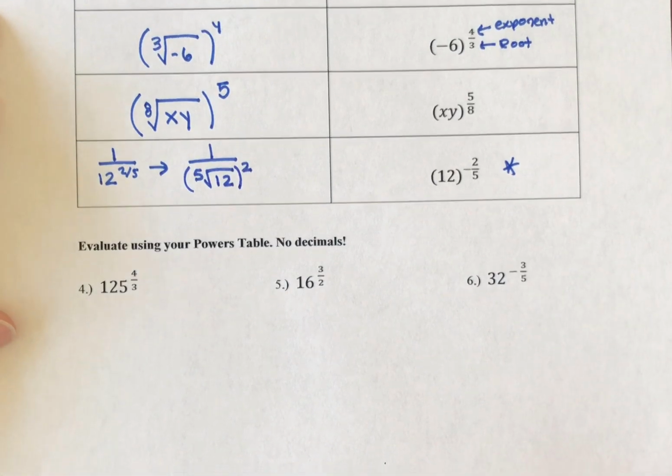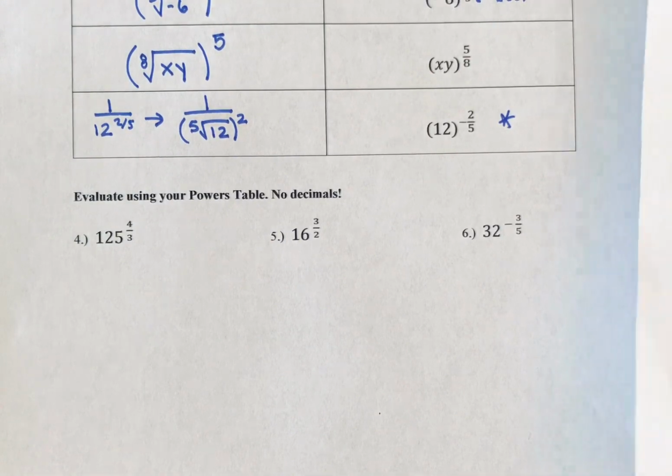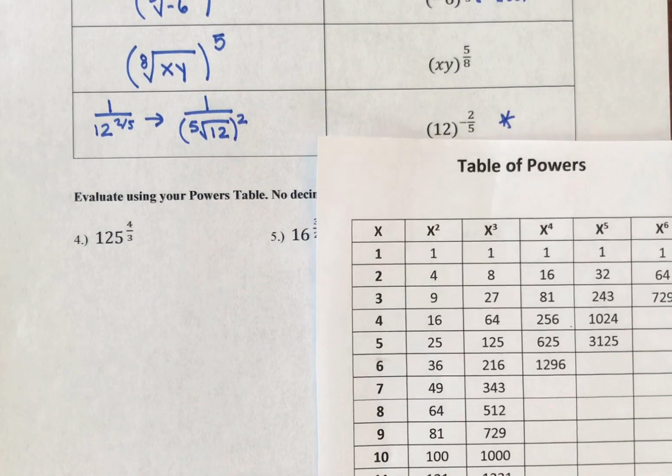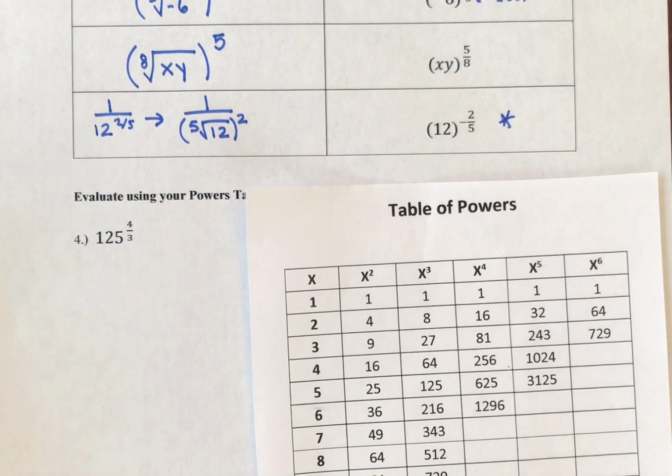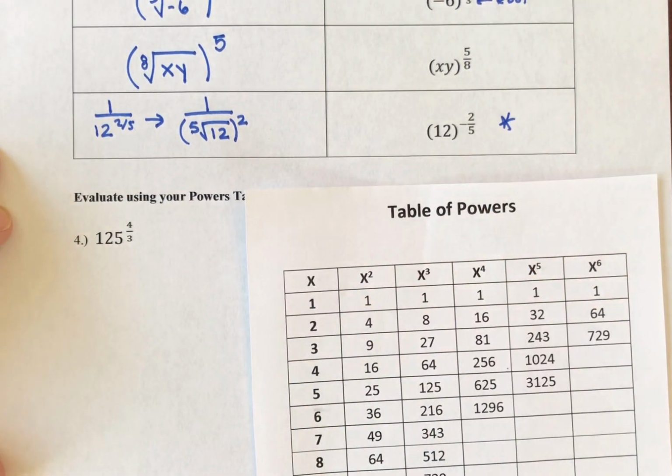So what I want to do is simplify these 3 problems the same way I did on the front, but we have one extra step because we now have a numerator in our exponent that's going to tell us what power then to raise that answer to. So again, we want to start with our table of powers. So if I ask you to evaluate 125 to the 4/3 power, we want to rewrite these in radical notation.